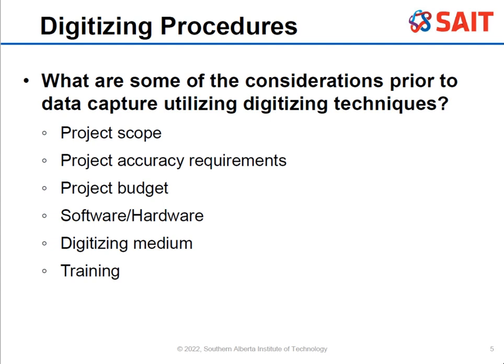The accuracy requirements. When you digitize, you possibly can add error because you're now adding either human error or additional computer error. The project budget, because sometimes digitizing takes a really long time. Software and hardware of the computer and the capabilities of that. The digitizing medium that we're using, so the medium being whether the computer or if we're using a paper that we're trying to digitize, or a scanned object. And then also training. Does it require training to be able to do?